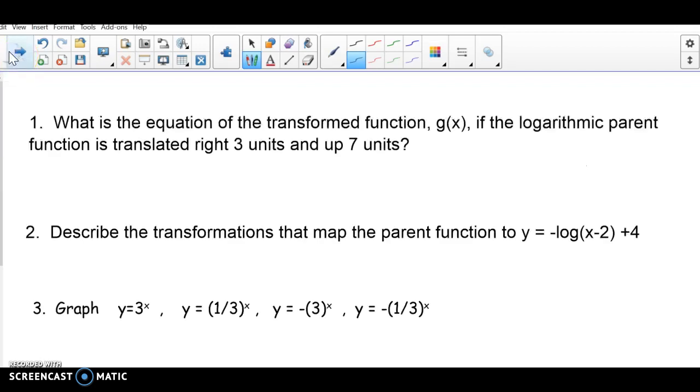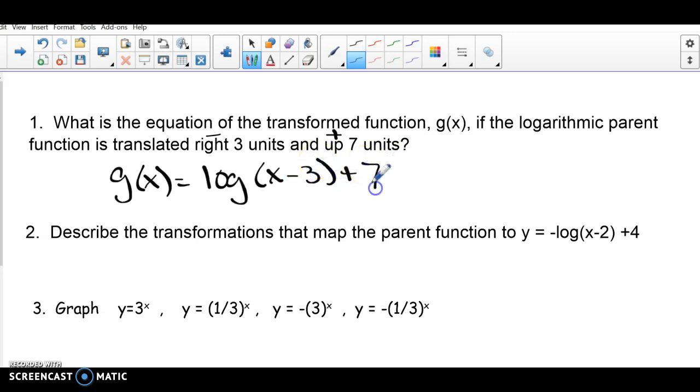What is the equation of the transformed function g of x if the logarithmic parent function is translated right 3, so that means it's the opposite direction, so that would be minus 3, and up 7, that's in the same direction. So your equation would look like log of x minus 3 plus 7.